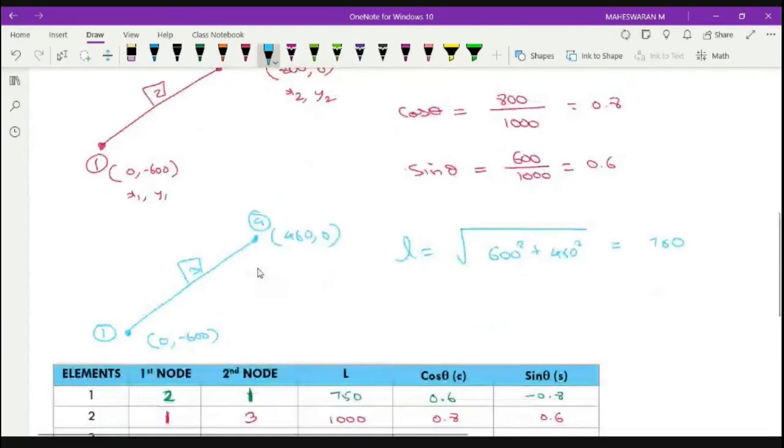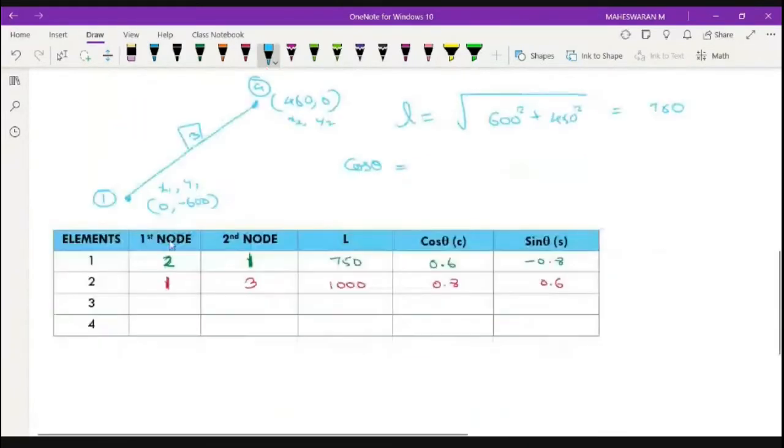Right. So what is your cos theta? I am considering the first node as this one, x1 comma y1, and this is my second node x2 comma y2. So the first node is 1, the second node is 4. So you are getting 750 and cos theta is x2 minus x1, so 450 divided by 750. So what we'll get approximately is 0.6.